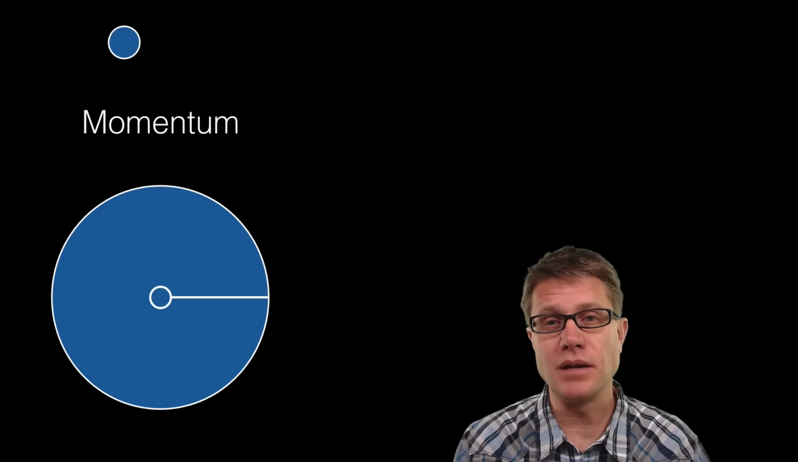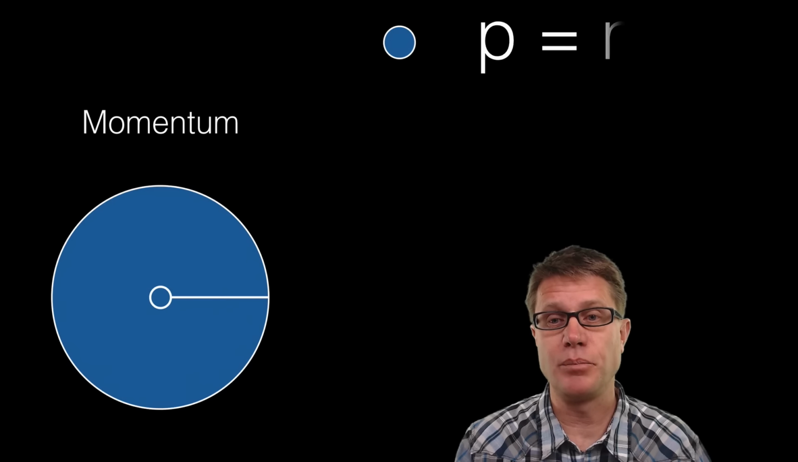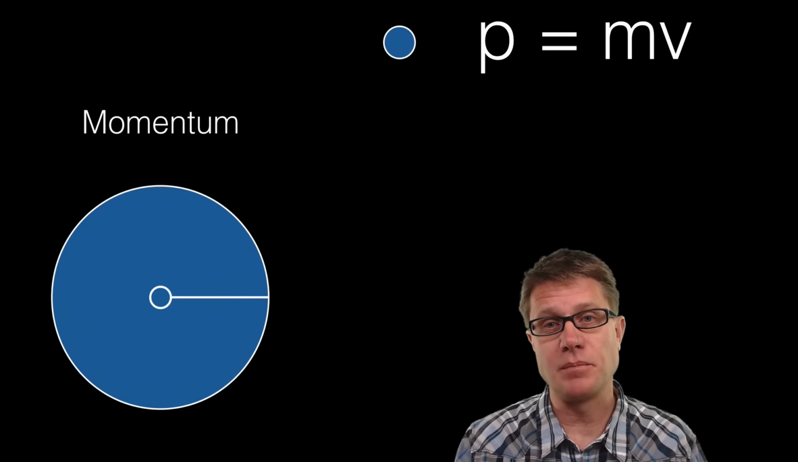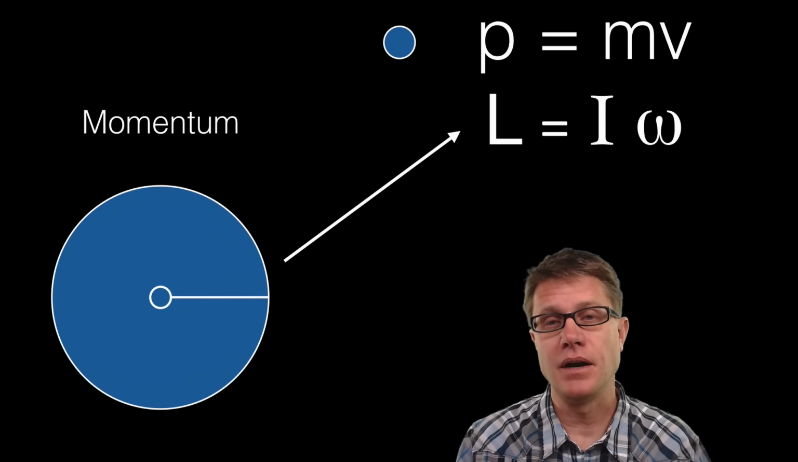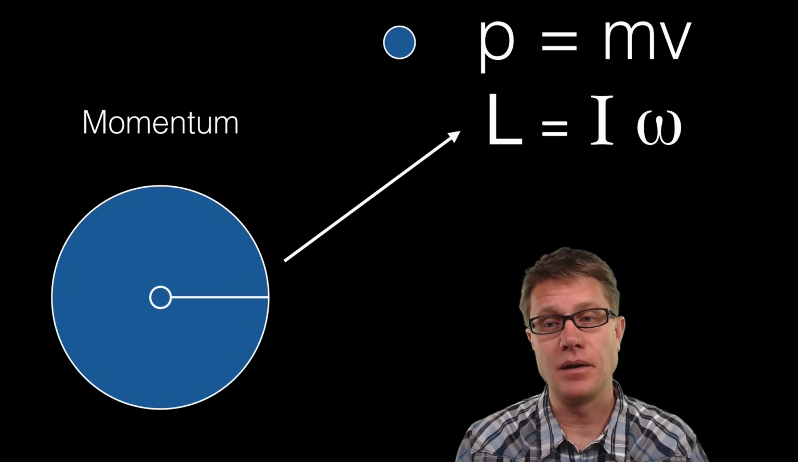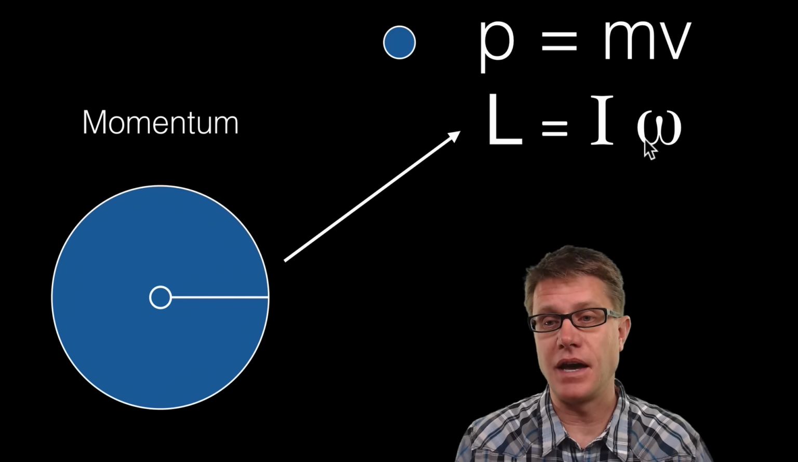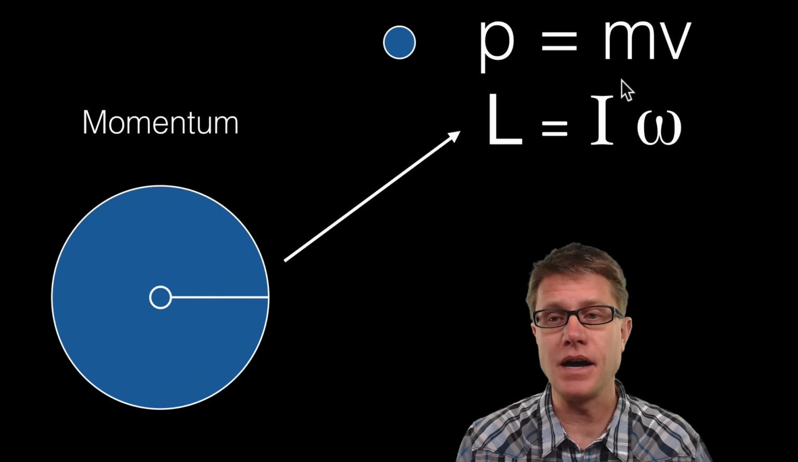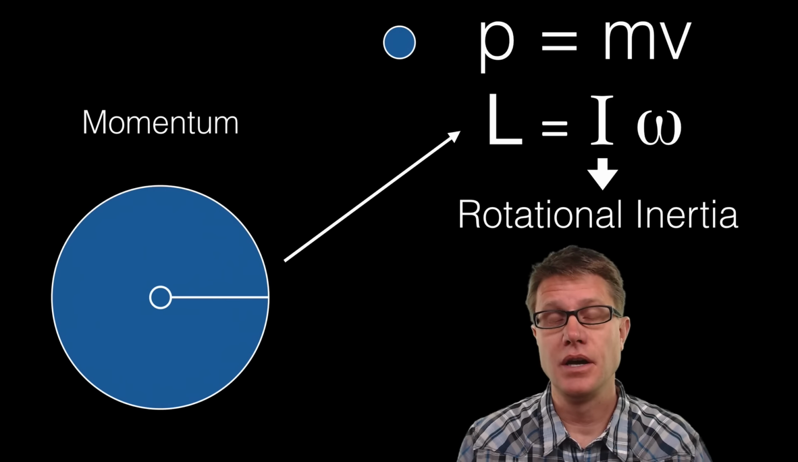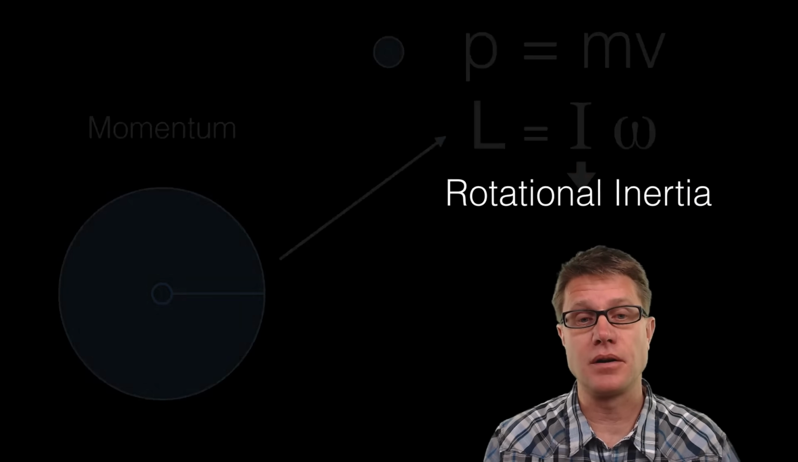And so remember, momentum of a particle that's moving, p equals mv, where m is mass and v is the velocity of the object. But what if the object isn't moving through space? Let's say it's just rotating. It still has momentum. We call that angular momentum, L, and that equals I times omega, where omega represents the angular velocity, how fast it's rotating. And then I is very similar to the mass. It's this rotational inertia. And in fact, mass is a large part of that.